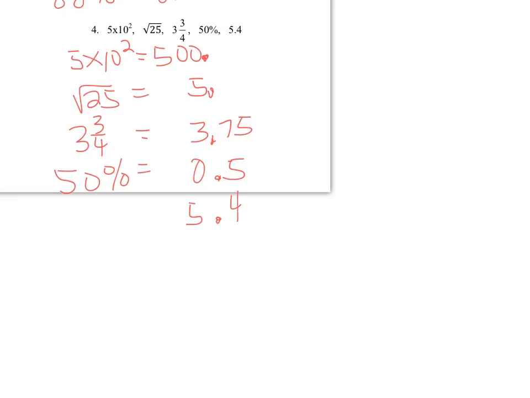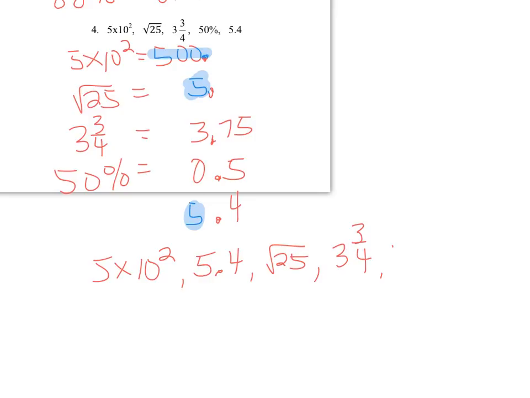So now the largest number I have is 500. So my scientific notation will go first. And then the next numbers that I have to compare are my place values in the ones place, and I have 5 and 5 4/10. So 5 4/10 will come next. And the square root of 25 will be next. And then my other place values are 3 and 0, so 3 3/4. And the smallest value is 50%.